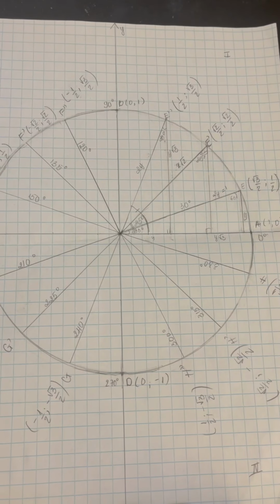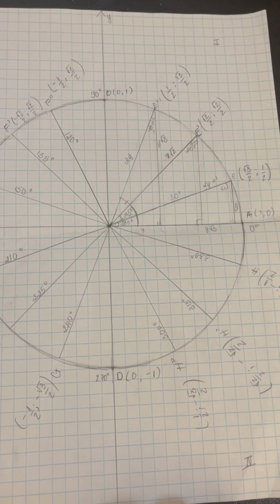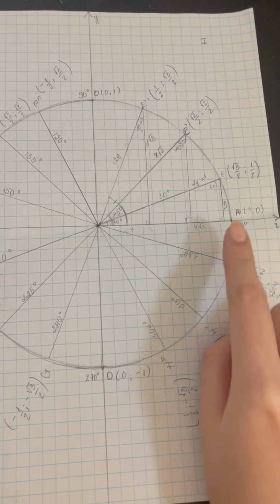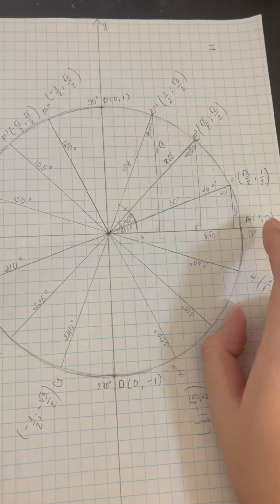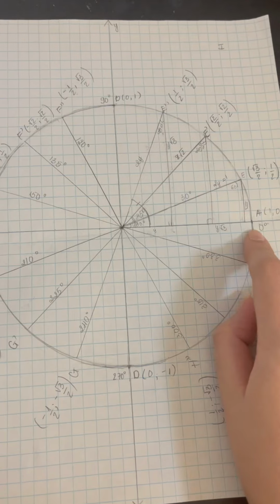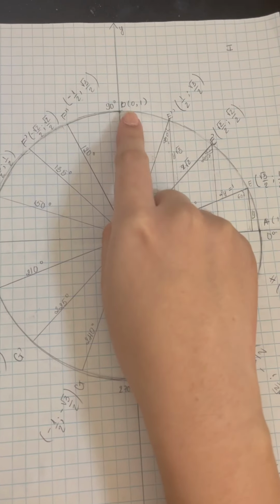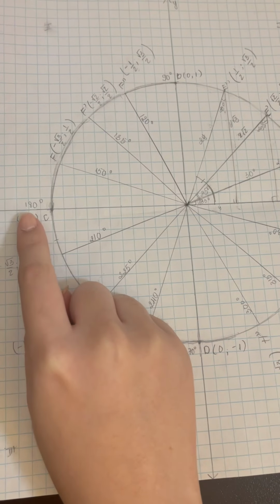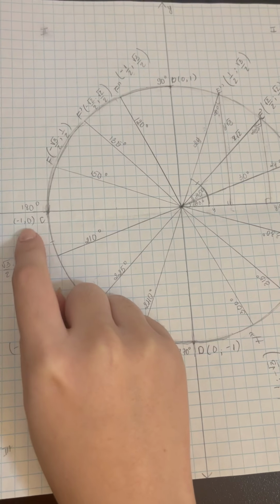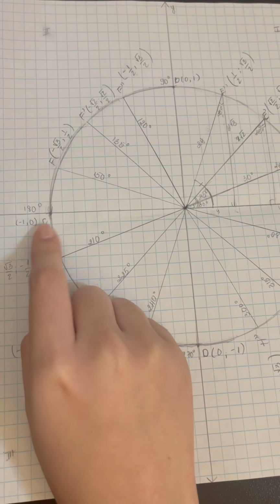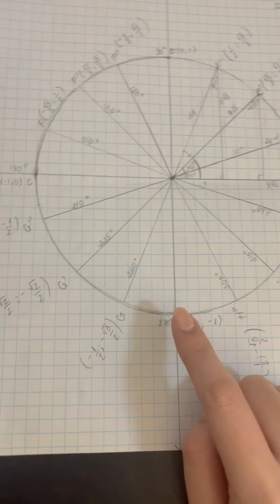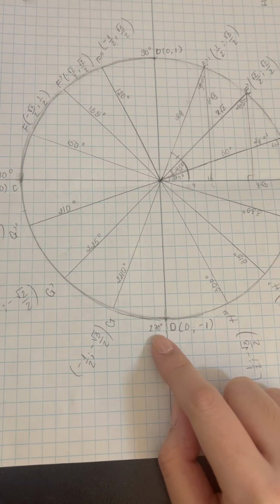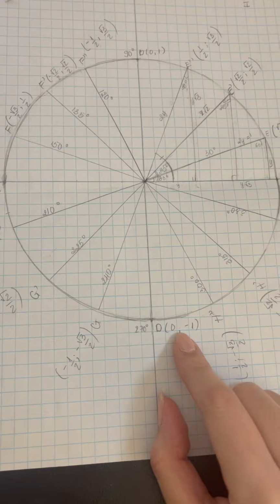In each quadrant I have a point with degree and coordinates, and the first one is A with 0 degrees, (1, 0). From A to B is 90 degrees and (0, 1). From B to C is 180 degrees and (negative 1, 0). From C to D is 270 degrees and (0, negative 1).